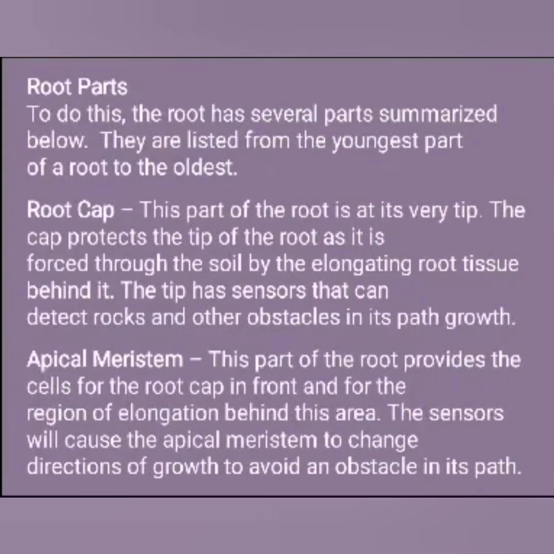To do this, the root has several parts summarized below. They are listed from the youngest part of a root to the oldest. The first one is the root cap. This part of the root is at its very tip. The cap protects the tip of the root as it is forced through the soil by the elongating root tissue behind it. The tip has sensors that can detect rocks and other obstacles in its path of growth.